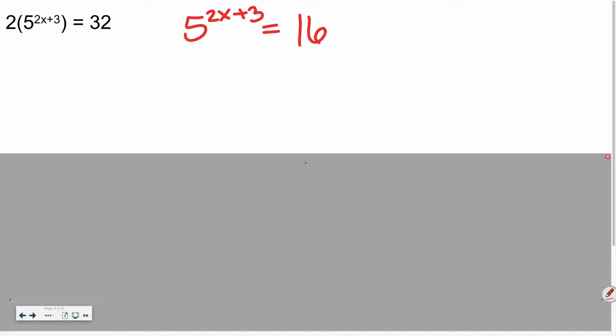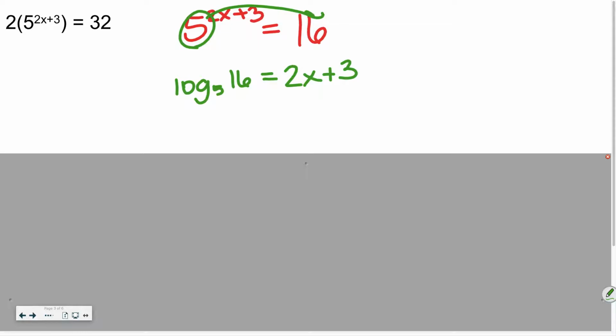Now, is there any way for us to use that one-to-one property? No. Okay. So, since we have our variable in the exponent, we should probably rewrite this as a logarithm to force it out. Okay. So log base 5 of 16 equals 2x plus 3.